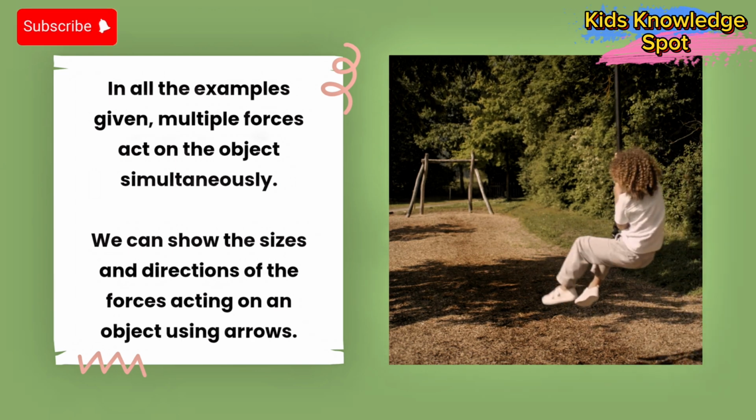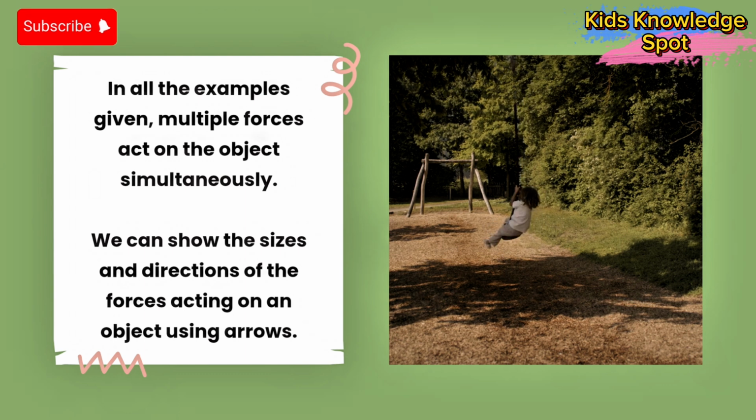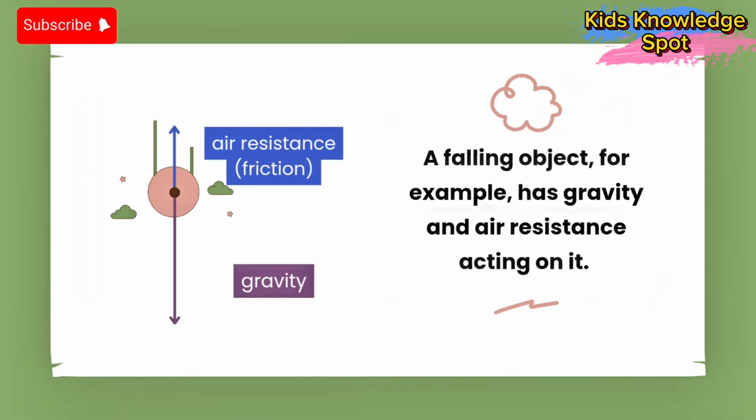In all the examples given, multiple forces act on the object. We can show the sizes and directions of the forces acting on an object using arrows. Air resistance, friction, gravity. A falling object, for example, has gravity and air resistance acting on it.